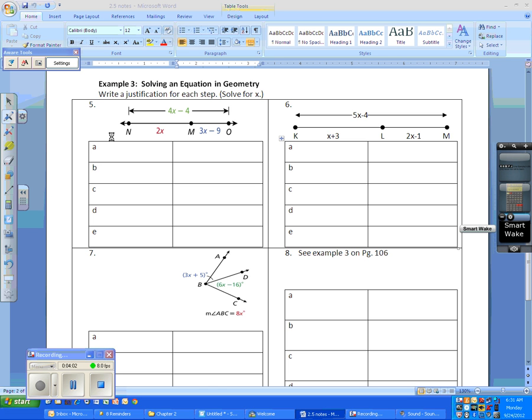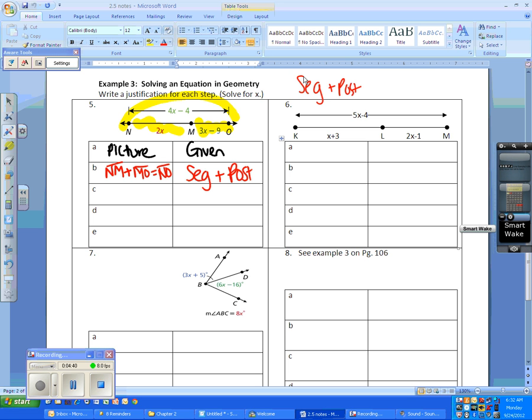Okay, so here's number 5. We have this picture. So I'm just going to write picture, and that's my given, right? Sometimes you can do that. Now, I know that this segment, this baby segment, plus this baby segment is going to equal the whole mama segment. So I'm going to say NM plus MO equals NO. And what was that called in chapter 1? That was called segment addition postulate. So in the beginning of this, we're going to be using two things: segment addition postulate, or angle addition postulate.